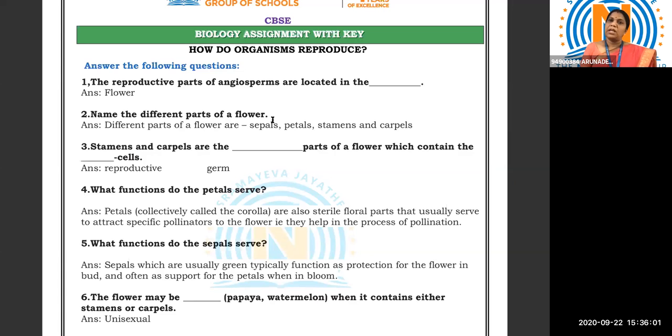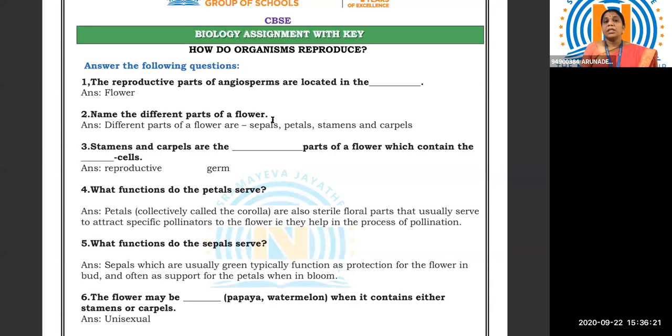So third question, stamens and carpels are the dash parts of a flower which contain the dash cells. Stamens and carpels are the reproductive parts of a flower which contain the germ cells, right? Stamens and carpels are nothing but the male reproductive organ and female reproductive organ, right? Parts of a flower which contain the germ cells.